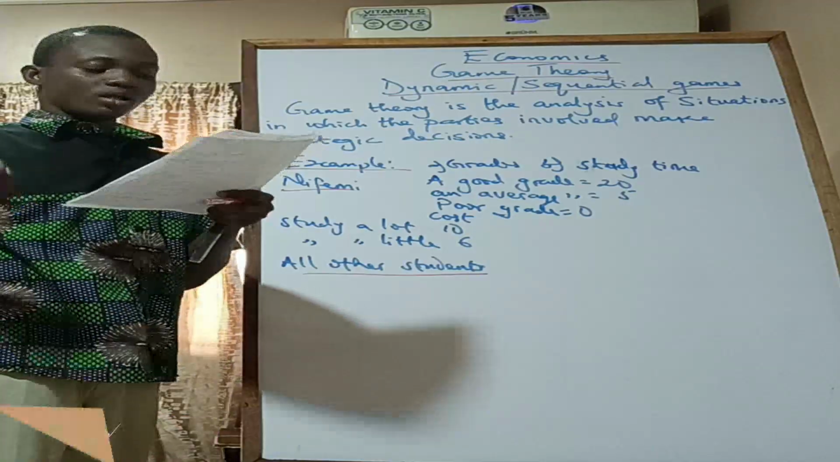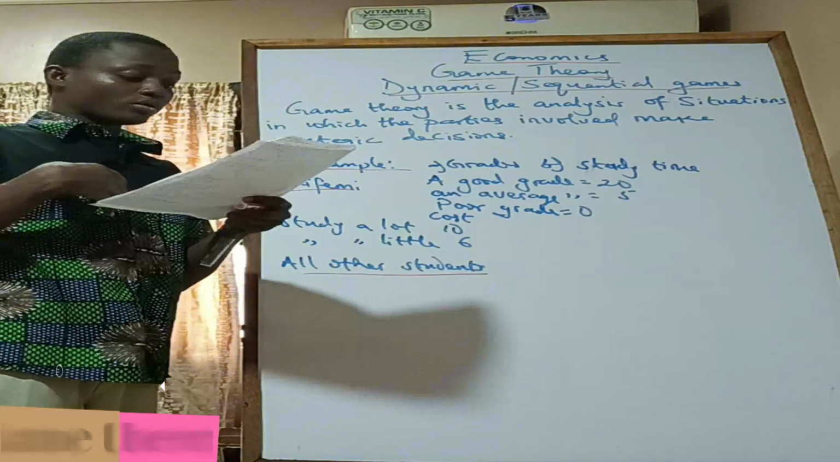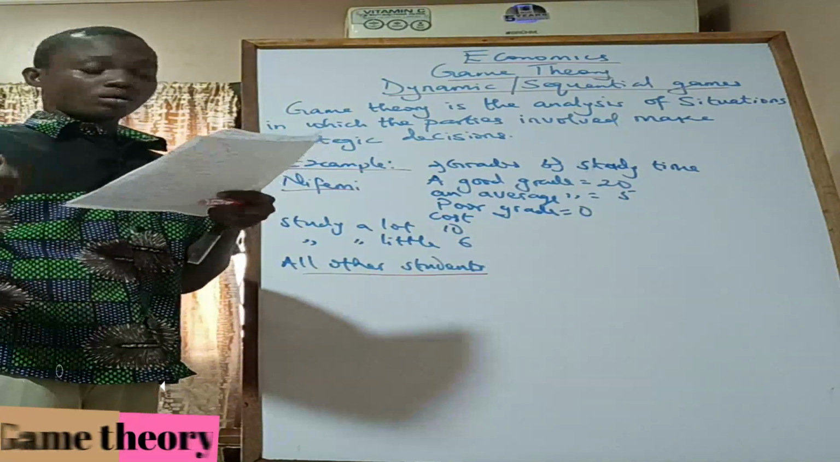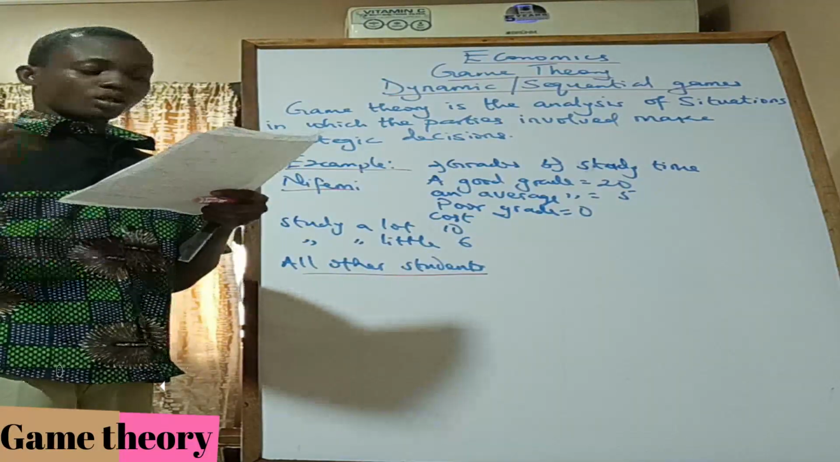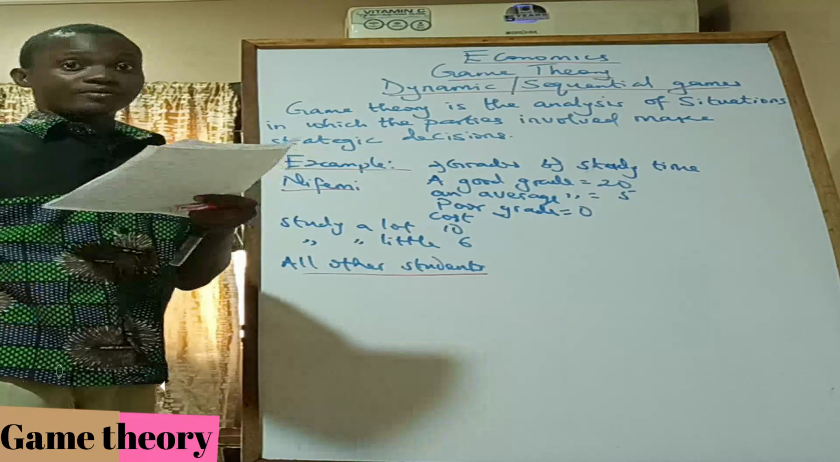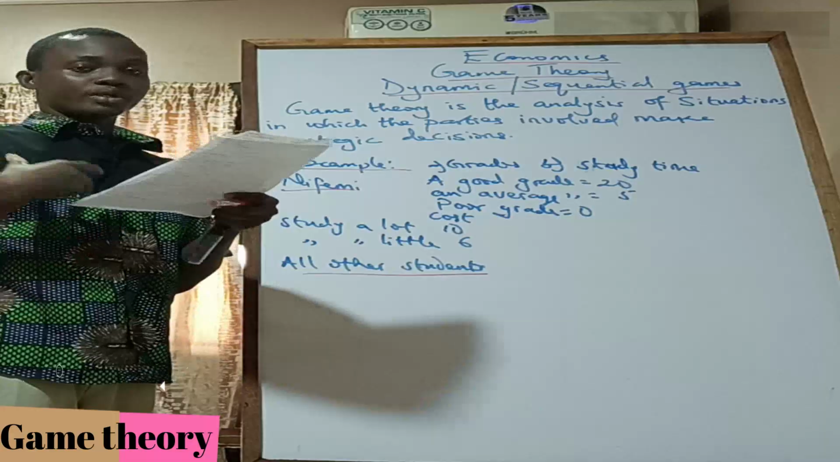Now, if they study a lot and he studies a little, the reverse is the case. That is, he's going to get a poor grade, they are going to get a good one. And finally, if he and all the students study with the same amount of time, everyone gets average grades. So other students share Nifemi's preferences regarding grades and study time.